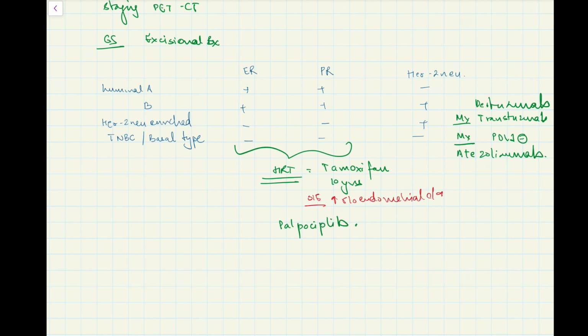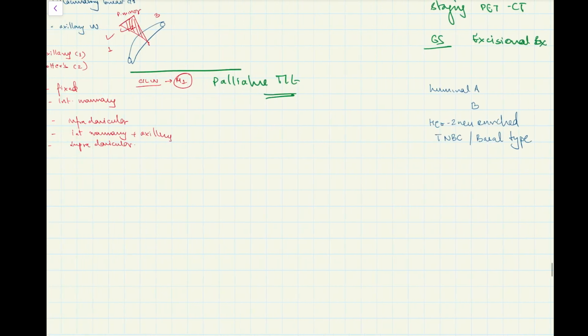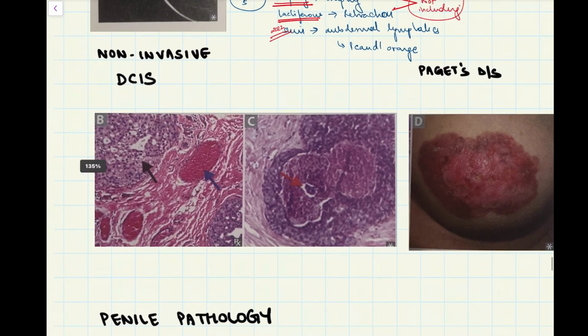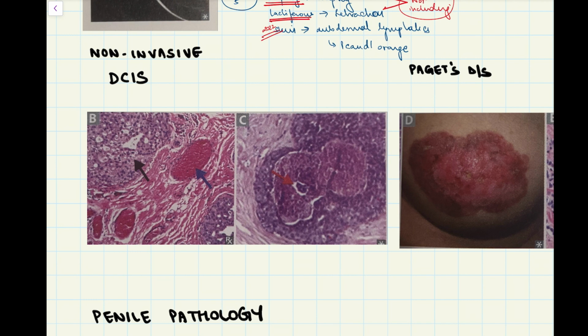in ER/PR positive tumors. Now let us review some non-invasive conditions of the breast. So first is ductal carcinoma in situ. In ductal carcinoma in situ, the duct is occupied by the neoplastic cells, and here this is engorgement of a blood vessel.